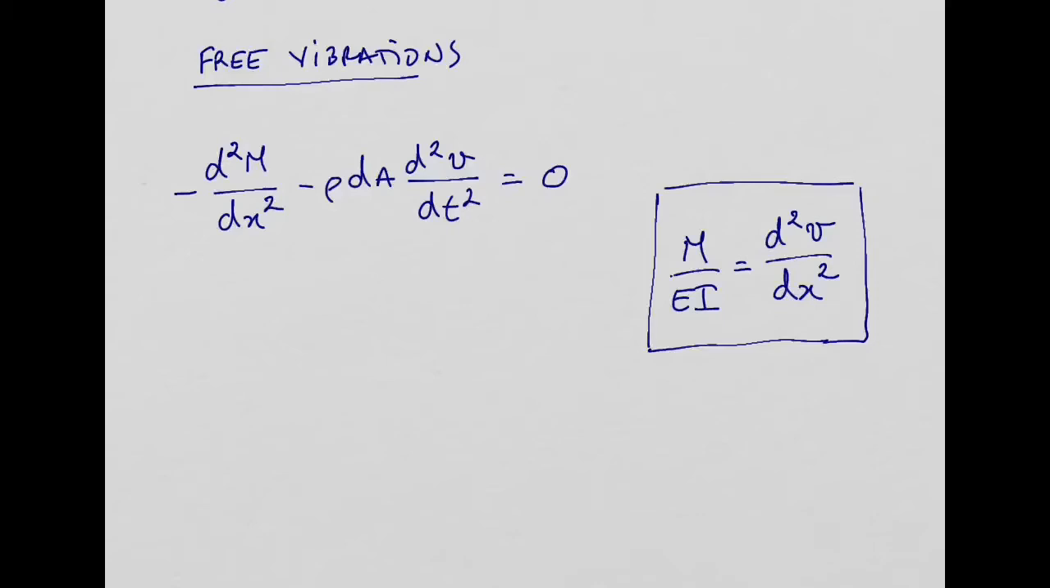So what I'm going to do is write the bending moment as being equal to EI times the second derivative of the deflection in order to x. And I'm going now to replace the bending moment in that equation. So this is getting more and more complicated.